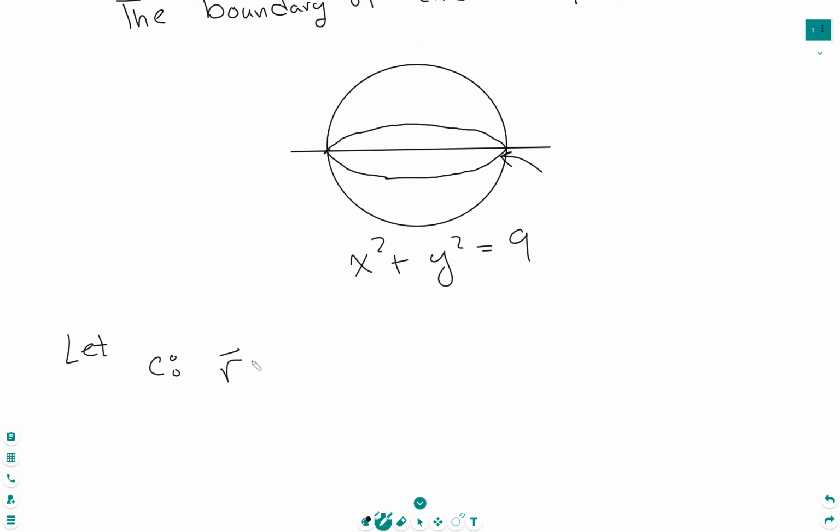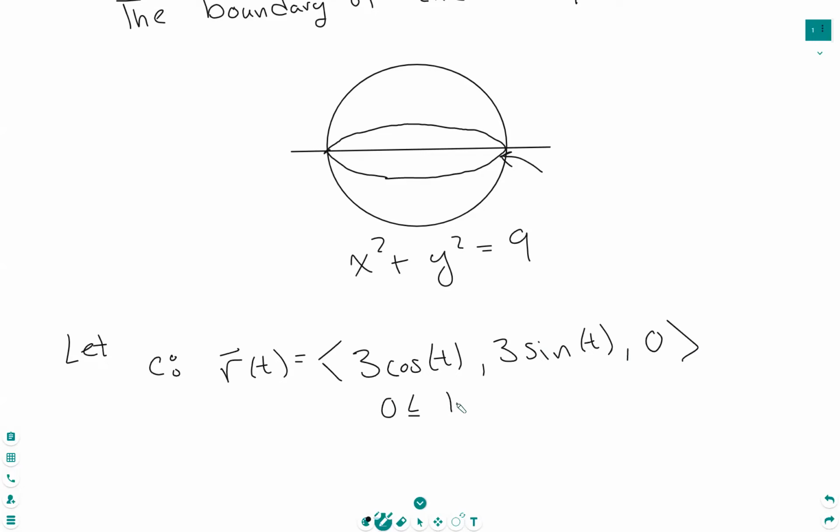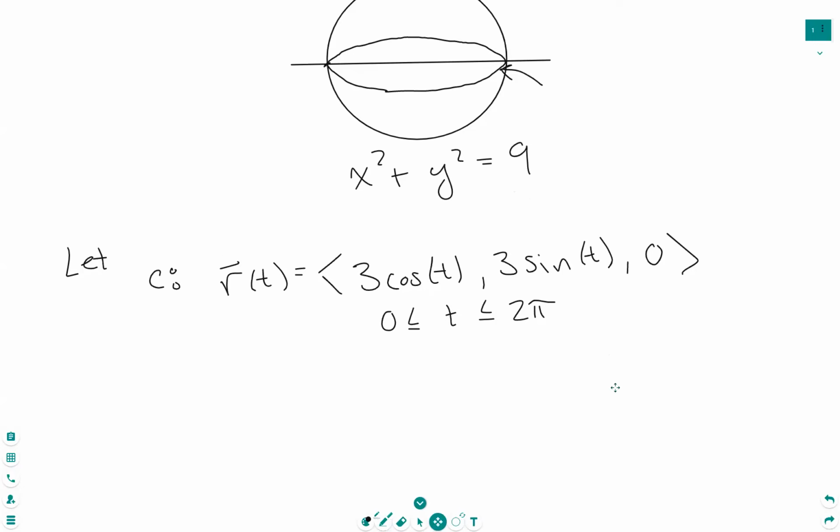So we have r of t. I'm gonna choose, this is just one parameterization for x squared plus y squared is equal to 9, 3 cosine t, 3 sine t. And remember, since we're still in R3, it's very important that we have a z component here. We do know that this is in the z equals 0 plane, so z is equal to 0 here. And I have that t goes from 0 to 2 pi. And you can double check that that makes the boundary here, the x squared plus y squared is equal to 9 in the z equals 0 plane.